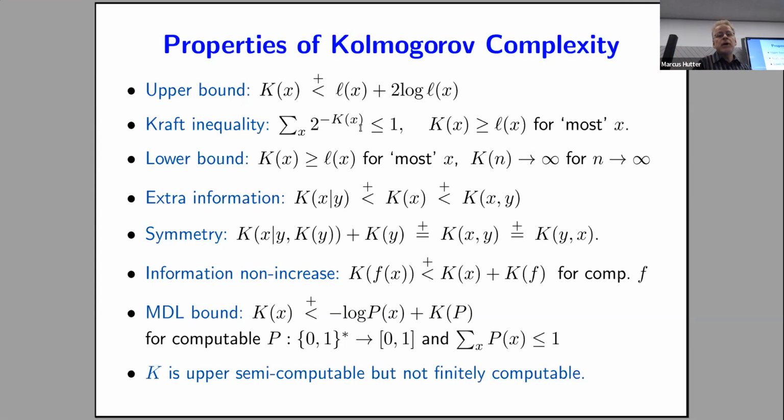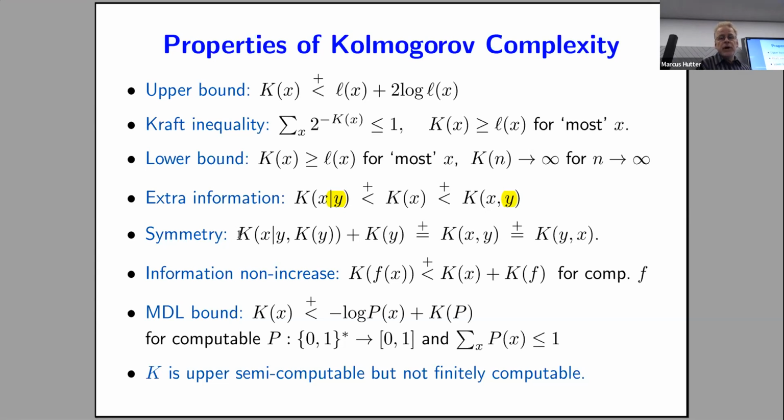Then we have the Kraft inequality. Because all these programs form a prefix-free set, we have this Kraft inequality here, which immediately implies that most strings cannot be compressed, that the Kolmogorov complexity is larger than l(x) for most x. And here come now maybe the more important properties. If we add extra side information, Kolmogorov complexity can never increase, because the program can always choose to ignore it. Most of these properties are very simple to prove: we construct a program which does the job, and then we know the shortest program cannot be larger than the one we constructed. And if you want to code x and y, that cannot be easier than just coding x.